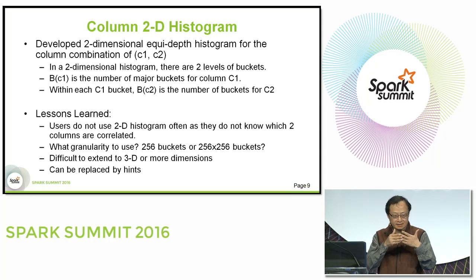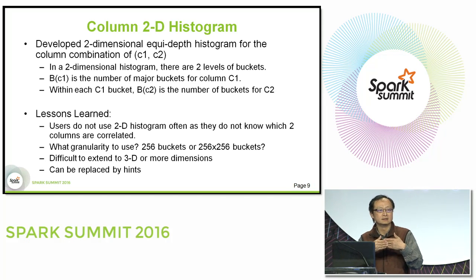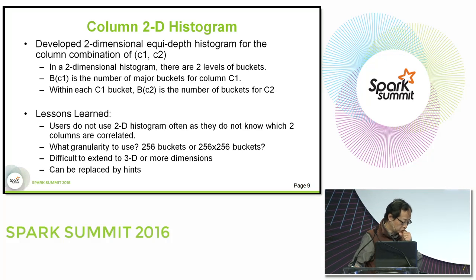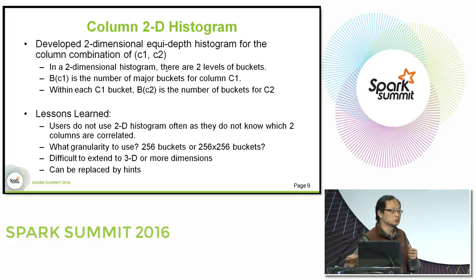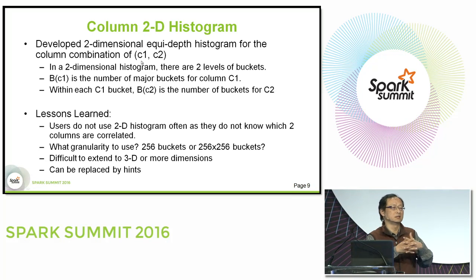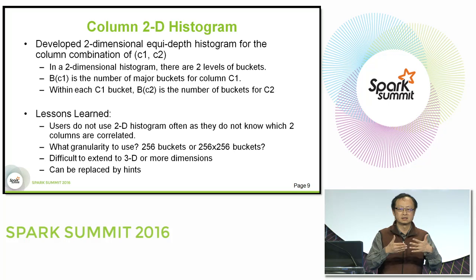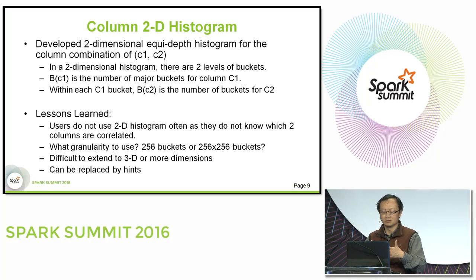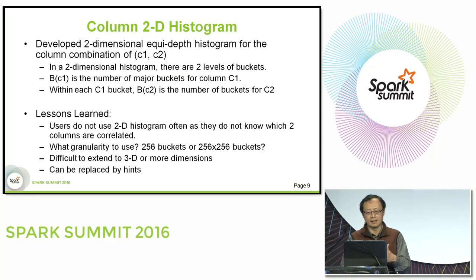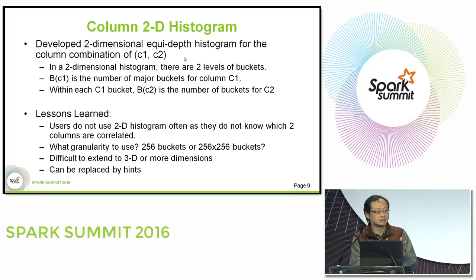Usually, when you suspect that two columns are correlated, then you may want to create this two-dimensional histogram. Because there are two columns, C1 and C2. One is a major column, one is a minor column. For C1, suppose we still have 256 buckets for the total number of buckets. Then for C1, we can only have like 16, okay? For C2, we also have 16. 16 times 16, that's 256.